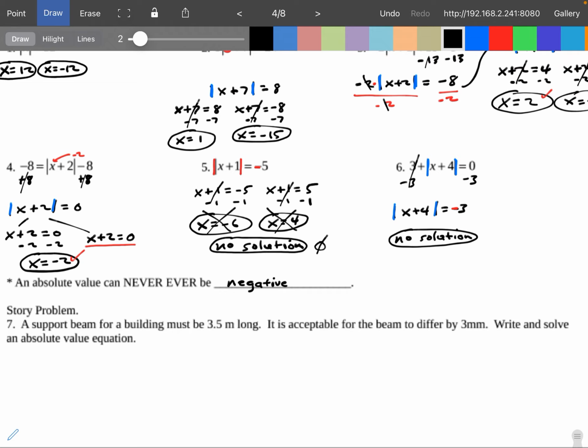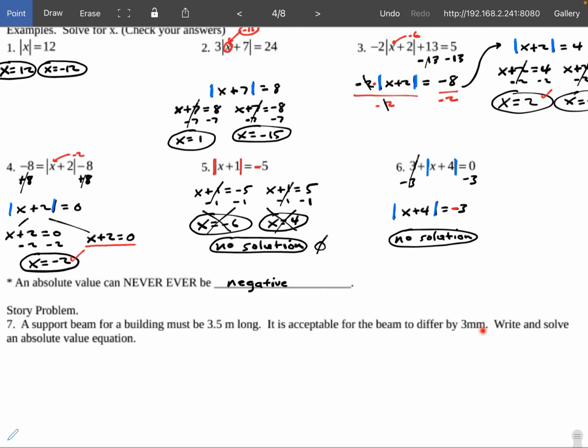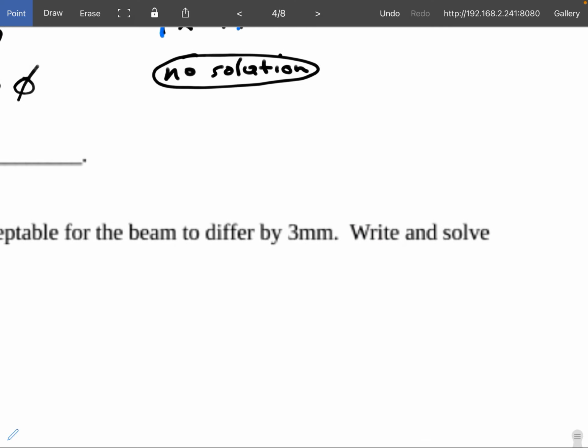You want to make a support beam for a building. It's got to be 3.5 meters long. And it can be up to 3 millimeters too long or 3 millimeters too short, and it'll still fit. Okay? So a millimeter is about the width of your pencil lead. So basically, picture 3 pencil lead widths. That's how much too long the beam can be or how much too short the beam can be, and it'll still fit properly, okay?